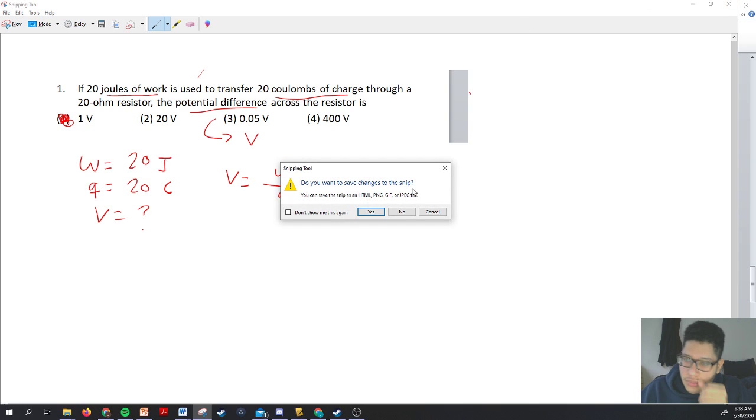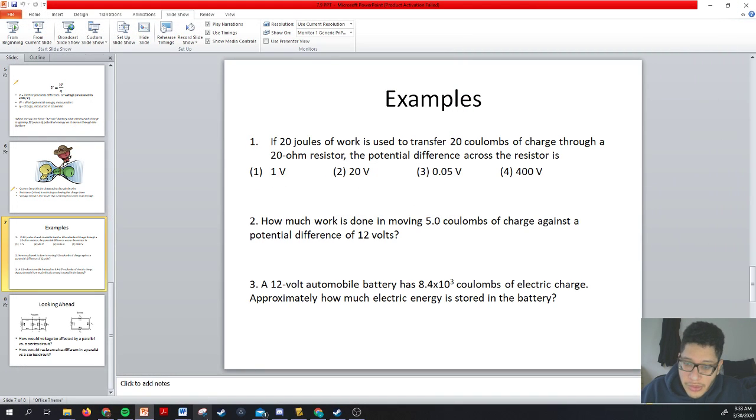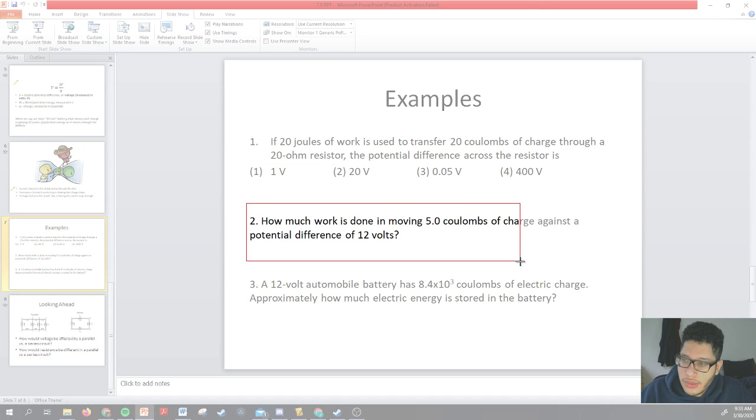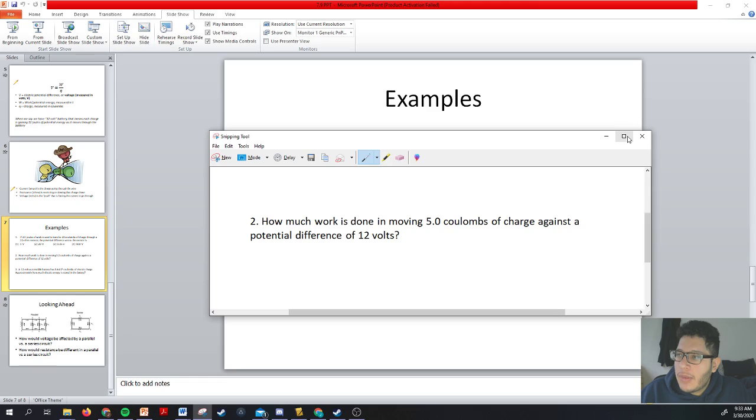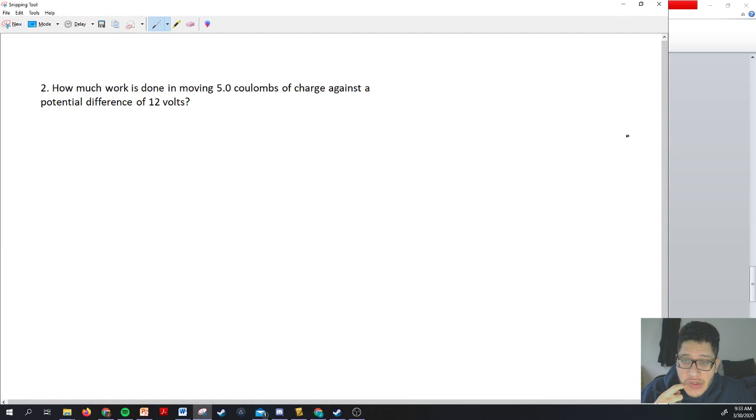All right, so let's try number 2 now. How much work is done in moving 5 coulombs of charge against a potential difference of 12 volts? So now we're being given slightly different information. We're being given 5 coulombs of charge. I know that that's going to be my Q. Potential difference of 12 volts, so my voltage is going to be 12.